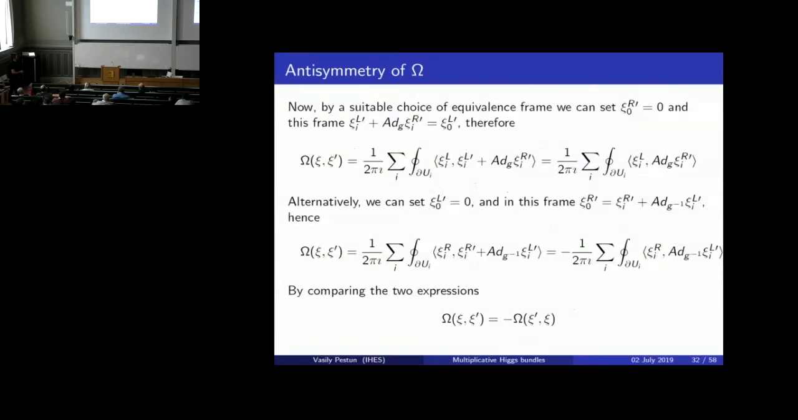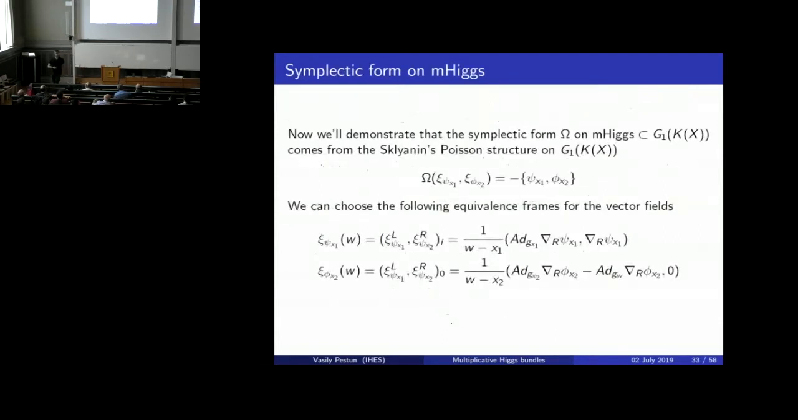Then we can also explicitly demonstrate that omega is antisymmetric. You do it in two ways. You either use equivalence in the second argument to bring it to the psi_0^L and set psi_0^R prime to 0, and then the formula evaluates to this form, where you take a residue pairing between psi^L over each puncture i and psi_i^R prime over each puncture i with adjoint map. Or alternatively, by equivalence frame, you can set psi_0^L prime to 0, and in this frame, the formula becomes equal to this expression where you pair right value with the inverse adjoint transformation of the left section. And by comparing these two expressions, you see that omega is antisymmetric. Okay, so it's antisymmetric. It's invariant under the change of equivalence frame in the second argument. So then it's invariant also under the first argument, and so it makes sense as an antisymmetric form on the quotient.